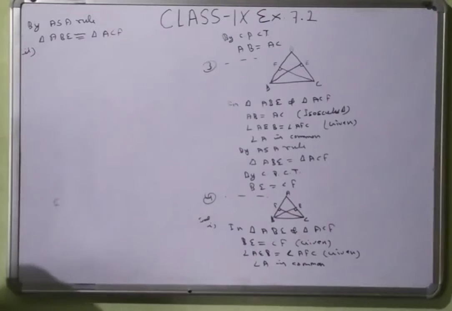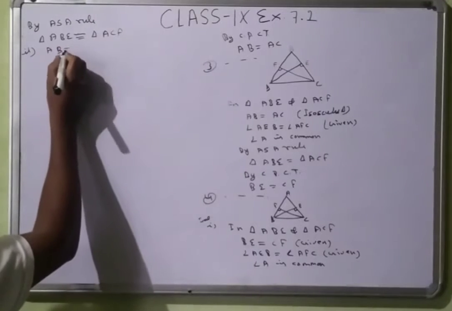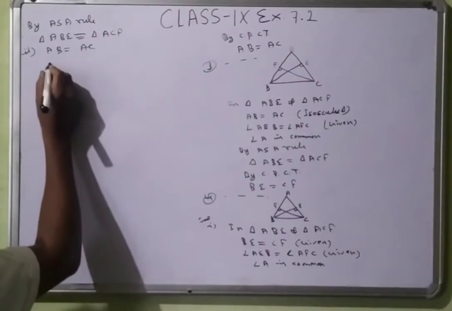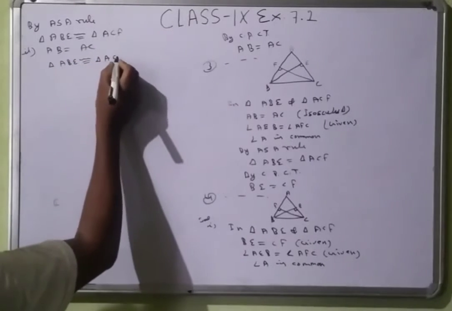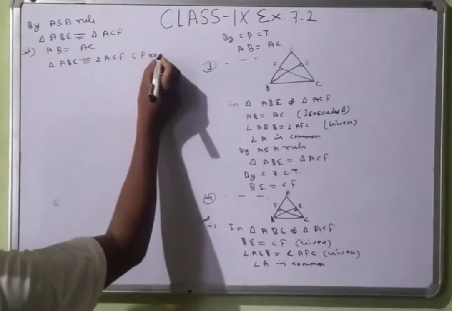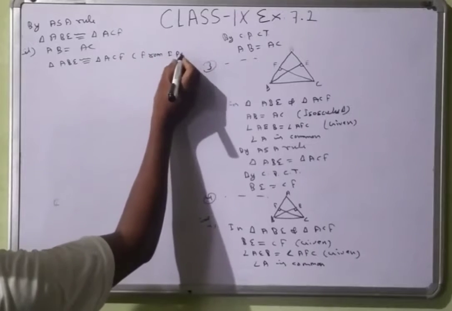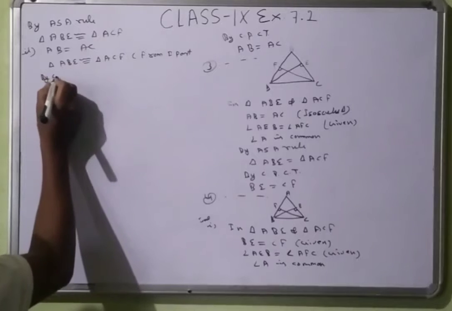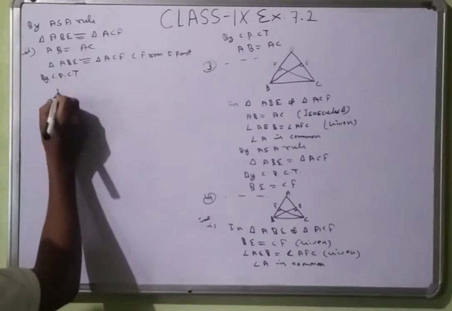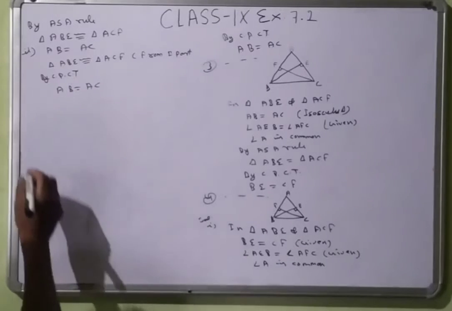Second part, AB is equal to AC. So triangle ABE is congruent to triangle ACF from the first part, that by CPCT, AB is equal to AC. That is proved. Question number 5.